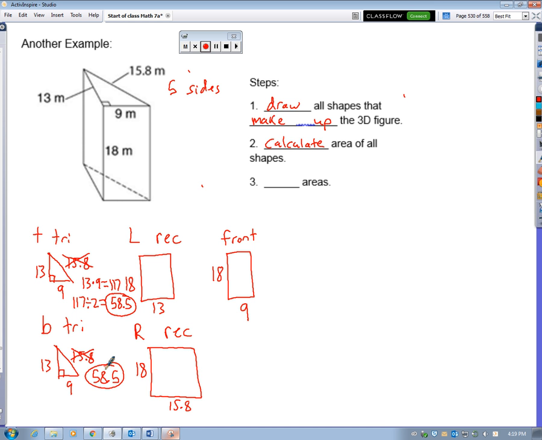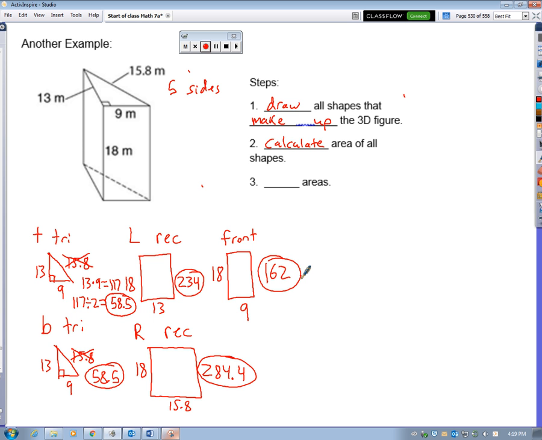Alright, now let's move on to our rectangles. Rectangles, simply length times width. So this first rectangle is going to be 234 when we multiply the area of that. This second rectangle down here is going to be 284.4. And my third rectangle over here is going to be 162. Okay, so I should have 5 areas, which I do. I have all 5 of these.